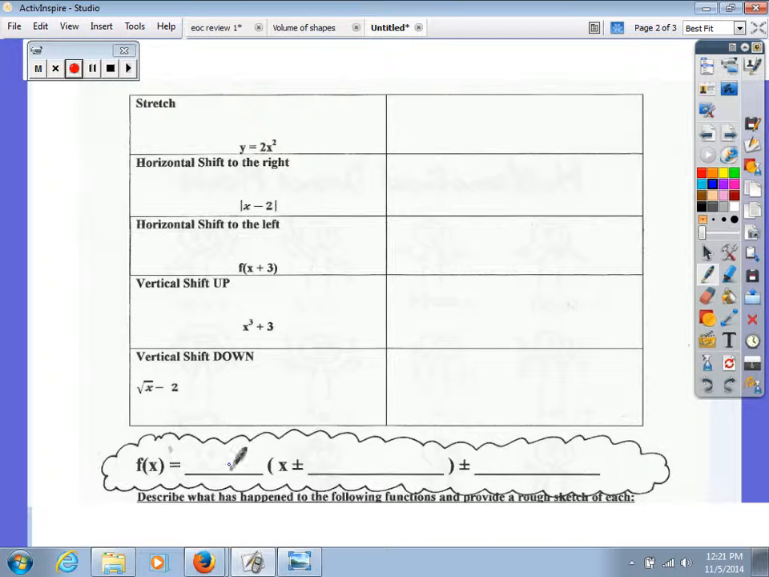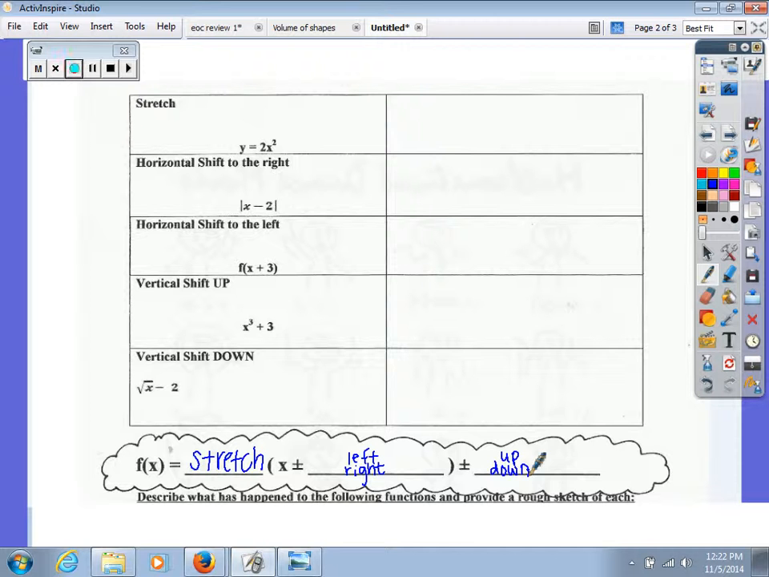And if you ever have a number that's in front of the parentheses, that is your stretch. So just go ahead and write the word stretch. When you have a number inside of your function, and normally it's going to be inside parentheses, that's going to tell you to either move left or right. If it's positive, we move left. So I'm going to put left at the top. If it's negative, we move right. And remember, it's going to be opposite of what you think. And then if it's on the outside, positive tells us to move up, and negative tells us to move down.